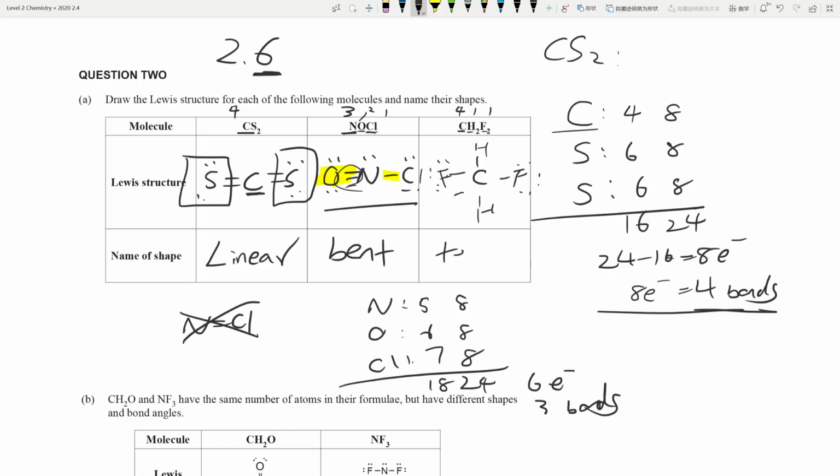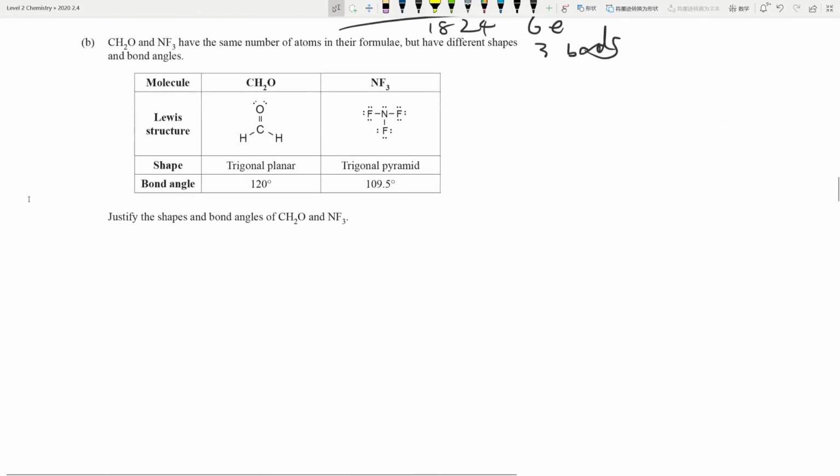So this is tetrahedral. Okay, Lewis diagram, nice and easy. Next part. They have the same number of atoms in the formula but different shapes, and bond angles. Justify the bond angle. Okay, so this is kind of like a Merit type of question. So first things first, you look at your central atom. The central atom is carbon. This has 1, 2, 3. So for CH2O, this has 3 regions of electron density.